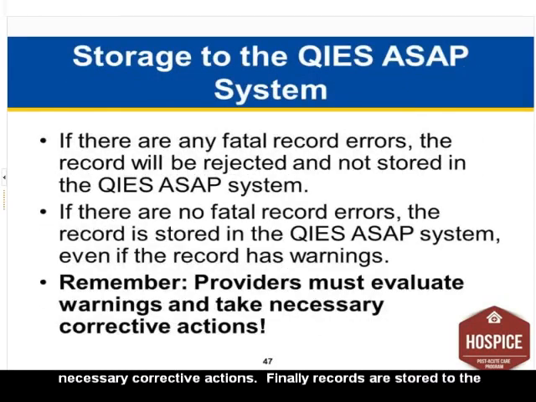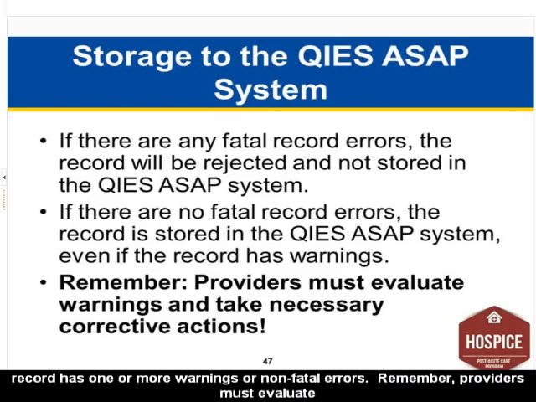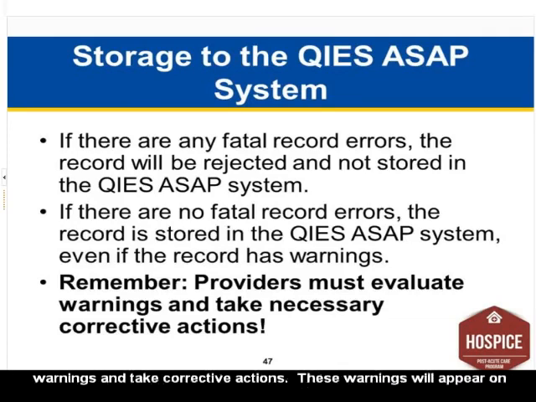Finally, records are stored to the KEYS ASAP system. If there are any fatal record errors, the record will be rejected and not stored in the KEYS ASAP system. If there are no fatal record errors, the record is stored in the KEYS ASAP system even if the record has 1 or more warnings or non-fatal errors. Remember, providers must evaluate warnings and take necessary corrective actions. These warnings will appear on your FVRs and must be evaluated and, if necessary, addressed.